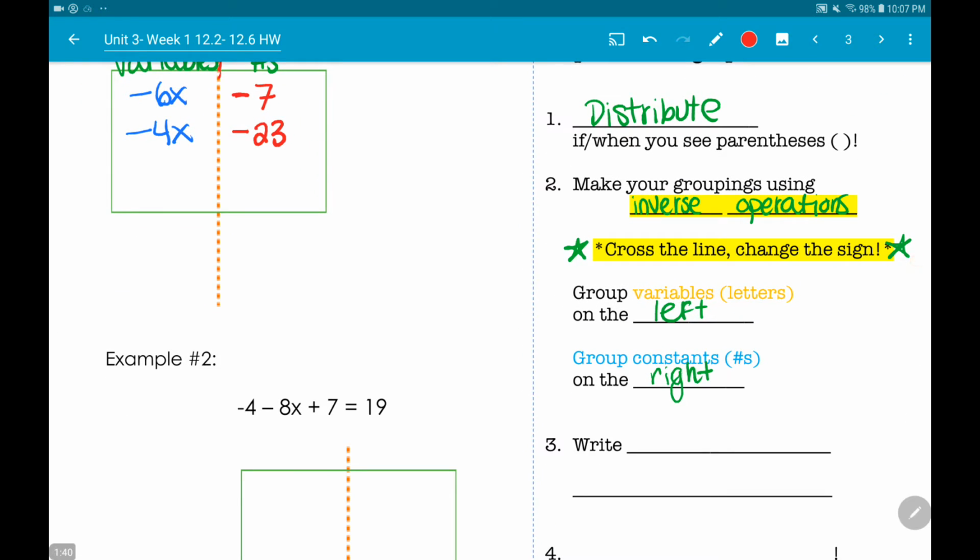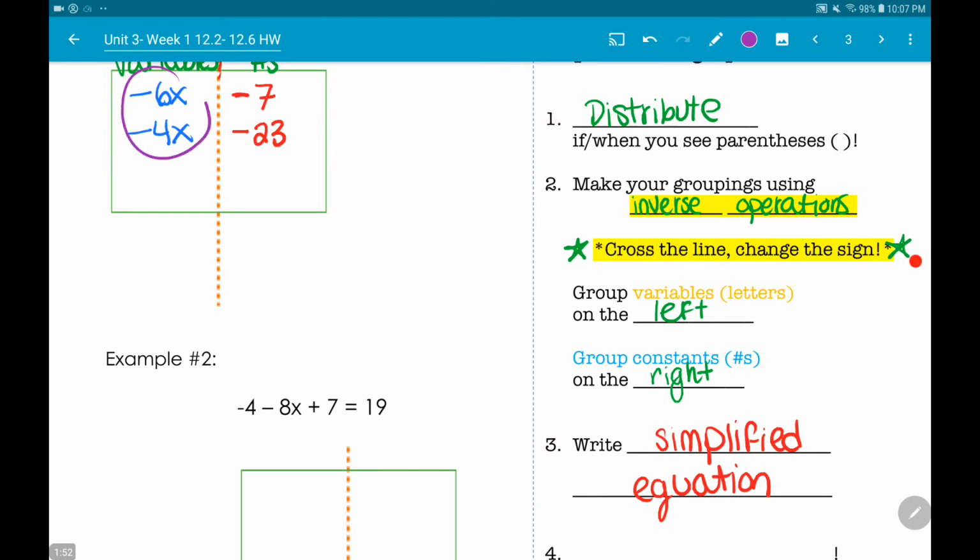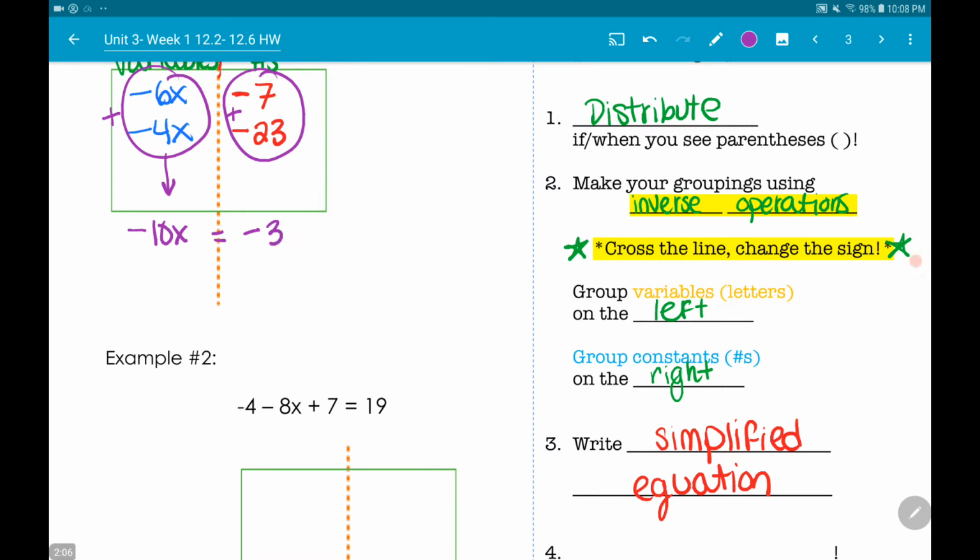All right, so we did our grouping. Step 3, write simplified equation. And we do this by combining our terms. So I'm going to go ahead and do this. Negative 6x plus negative 4x. That gets me negative 10x. And on this side, I'm going to get negative 30.